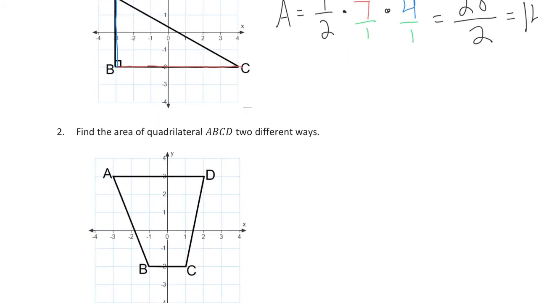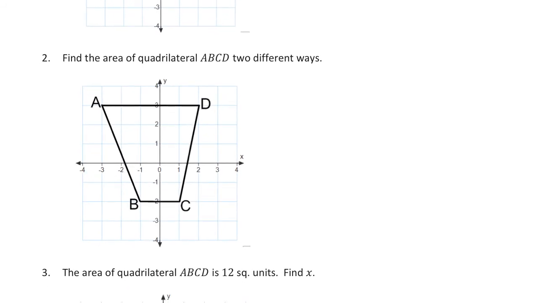Great, let's move on to number 2. Number 2 says find the area of the quadrilateral A, B, C, D in 2 different ways. And actually, we're only going to solve this one way. So by looking at this, I can see, okay, I can make a rectangle by closing off to make my triangles over here. So here are my 2 triangles.